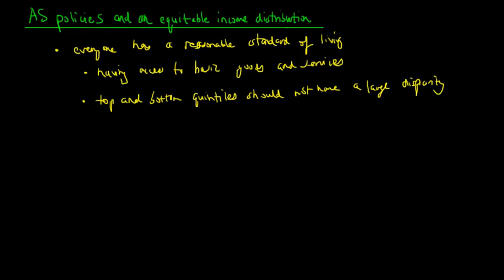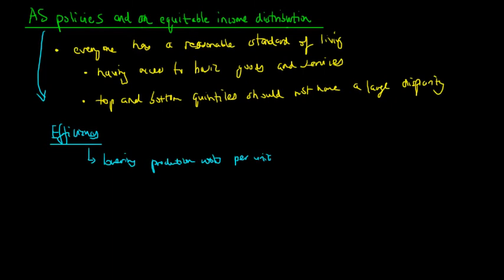So we're going to look at how aggregate supply policies can promote an equitable distribution of income through achieving efficiency. So efficiency here is the overriding target for these aggregate supply policies in order to promote this goal. We're going to look at this through four different channels. So firstly, greater efficiency means that we are lowering production costs per unit.